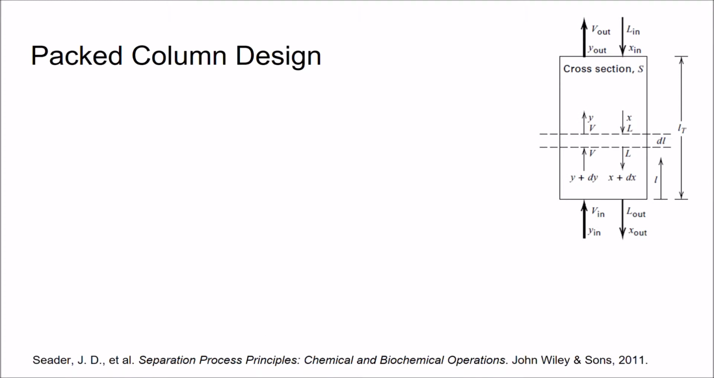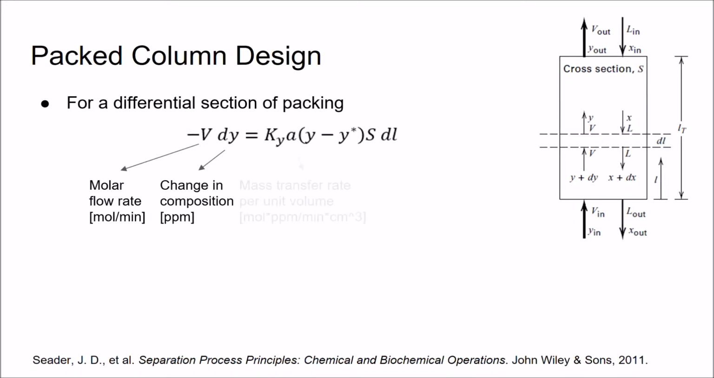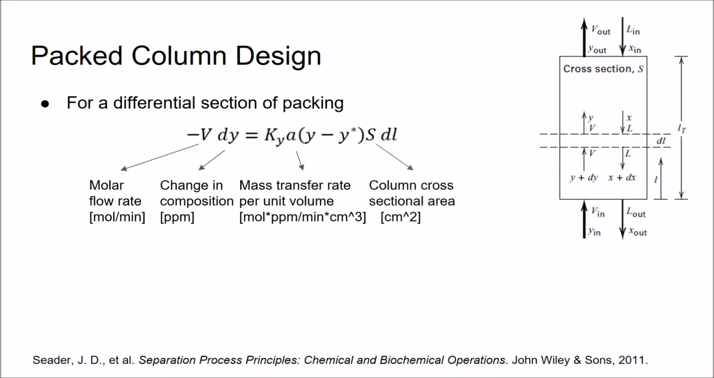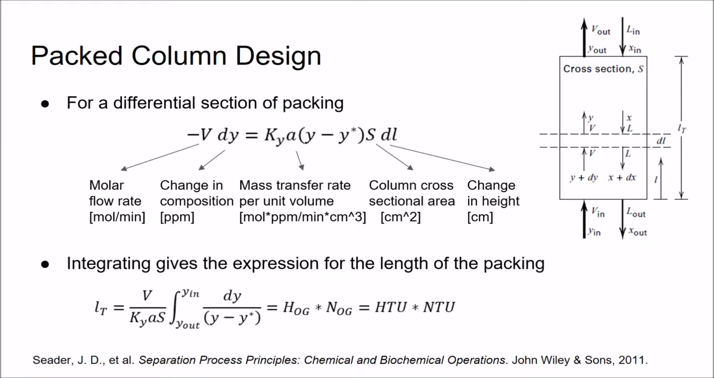To obtain an equation for the length of the packing in terms of the height of a transfer unit and the number of transfer units, we must start with the differential material balance. The differential material balance is given by the equation shown here, where V is the molar flow rate, dy is the change in composition, Kya times the mole fraction driving force is the mass transfer rate per unit volume, S is the cross-sectional area of the column, and dl is the change in height. Integrating this differential mass balance across the length of the entire packing gives the following expression for the length in terms of HTUs and NTUs.